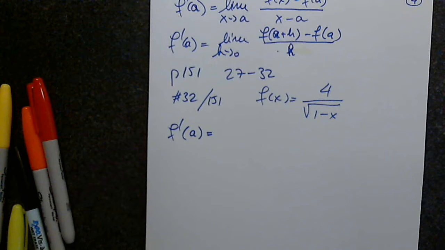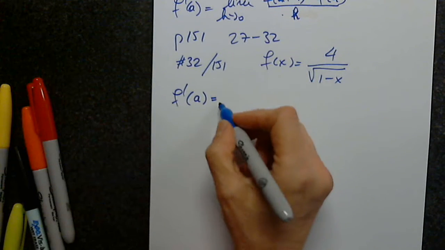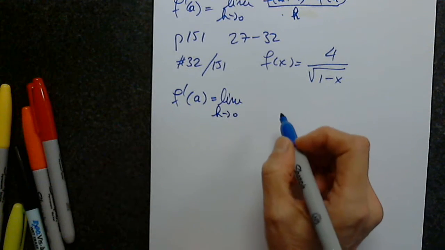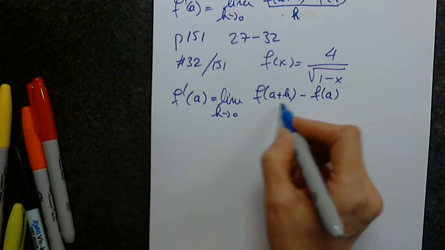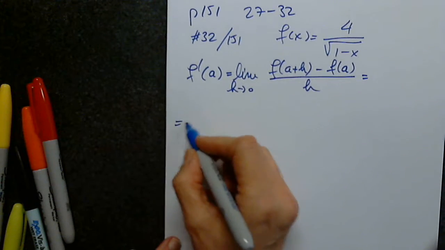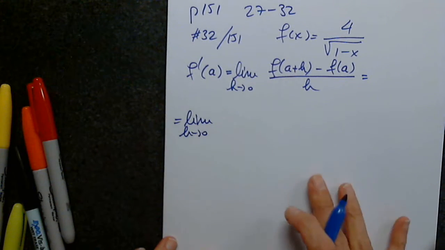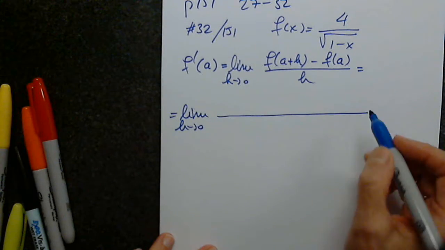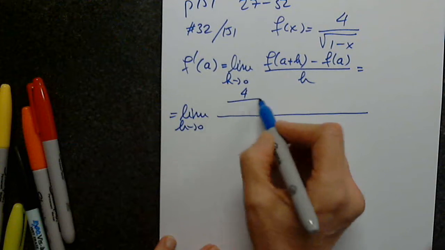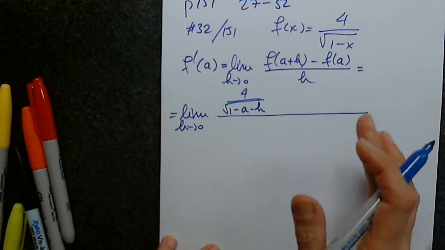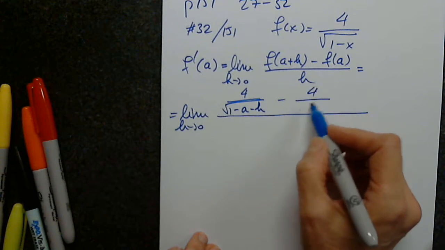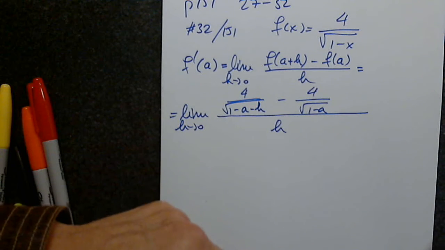With the square root, I think it's easier with the h in there, because I won't be able to factor, right? So, okay, limit as h approaches 0. Let's write the definition first: f of a plus h minus f of a, divided by h. And now let's dictate, please. H approaches 0 from 4 over the square root of 1 minus (a plus h), or you can distribute, that's fine too, minus 4 divided by the square root of 1 minus a, everything divided by h.